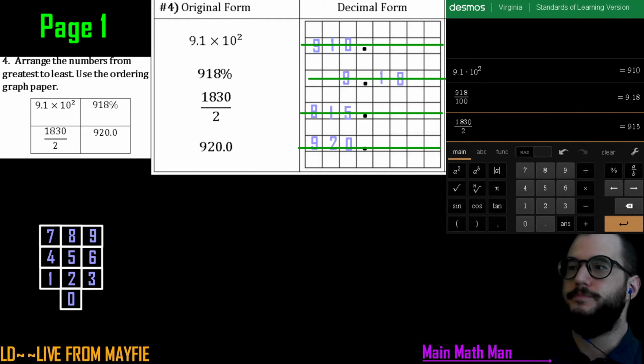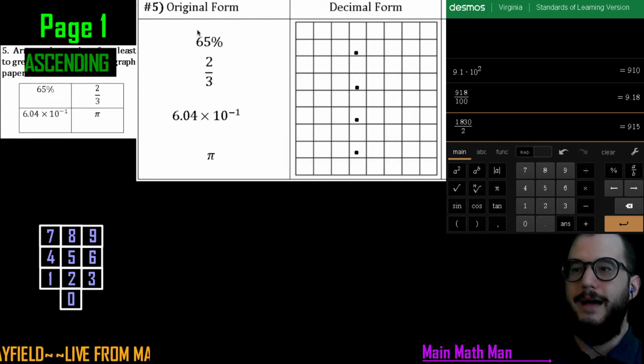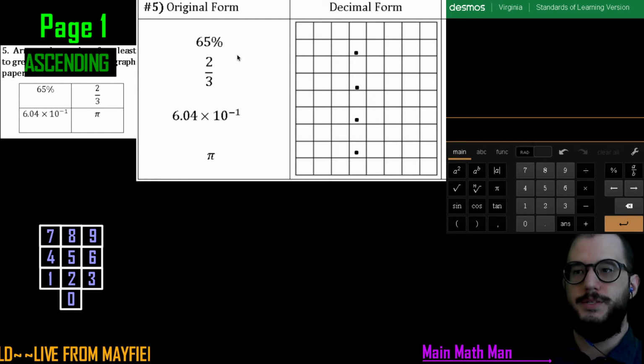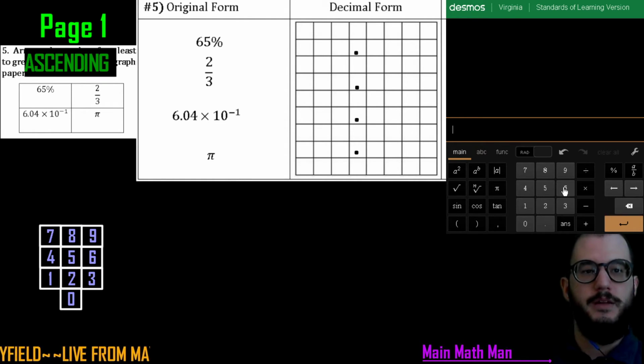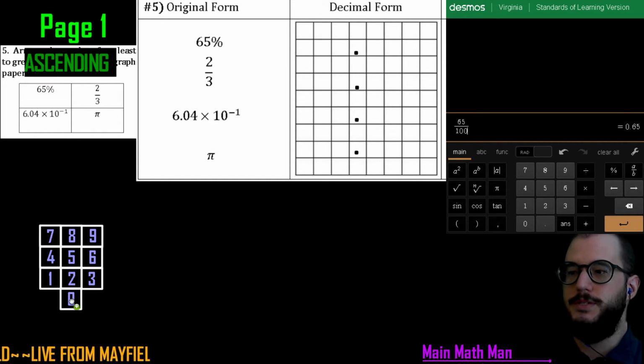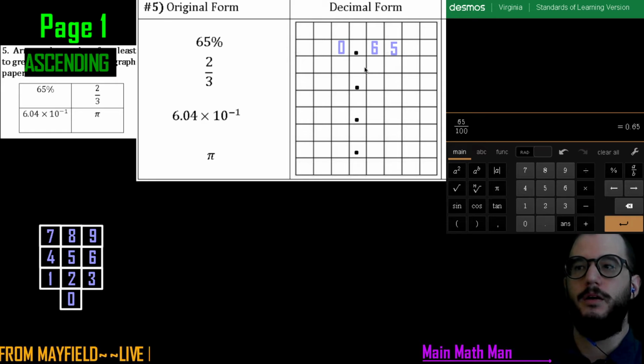And so in the next one, number 5 has real numbers to order from least to greatest. Again, that is ascending order, and we have those real numbers in there. And so what we're going to do, just like before, we're going to say, okay, I need to have these numbers in decimal form first. And so for 65%, I have to change it to decimal form. So I divide it by 100. And so I have 0.65. So I have 0 and then 6 and then 5. Again, make sure you're only using one digit per column.